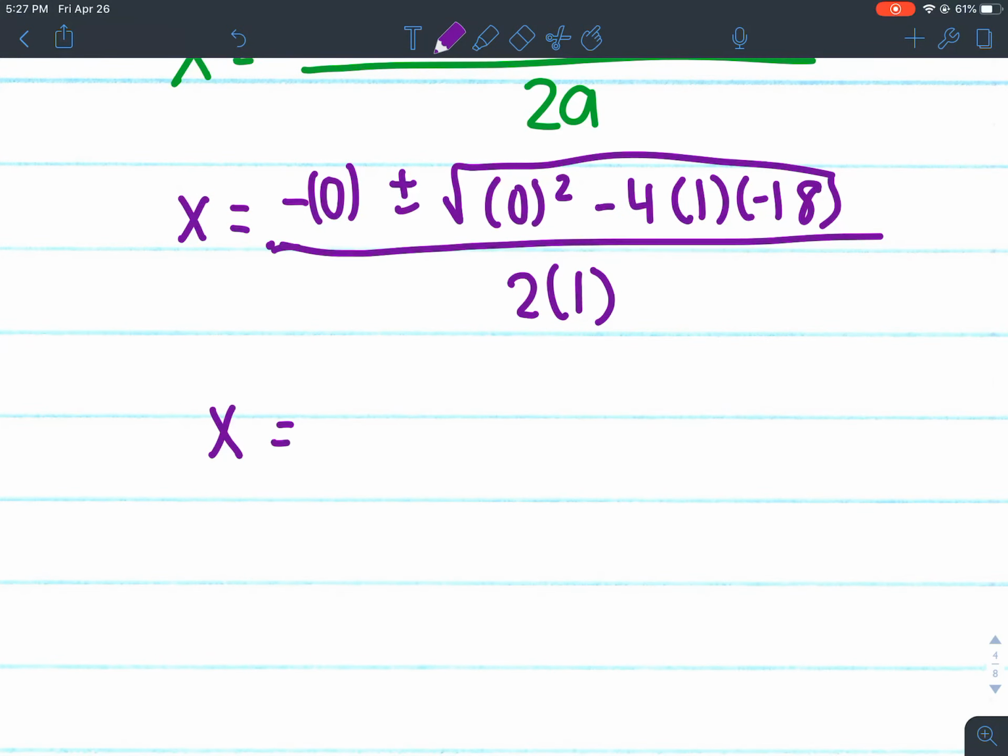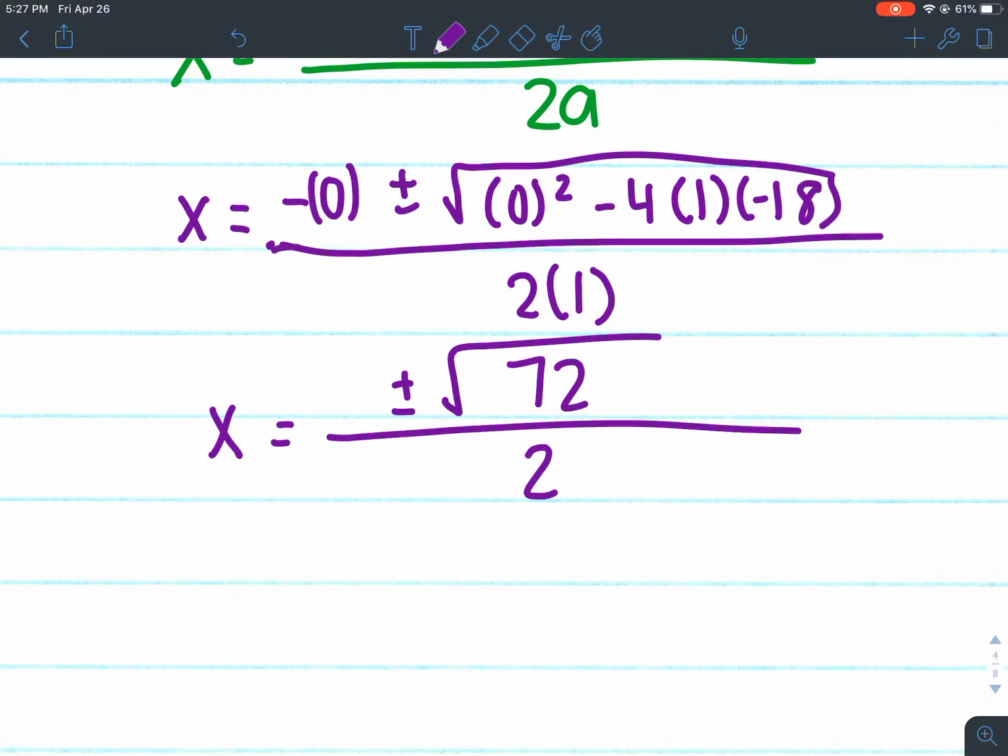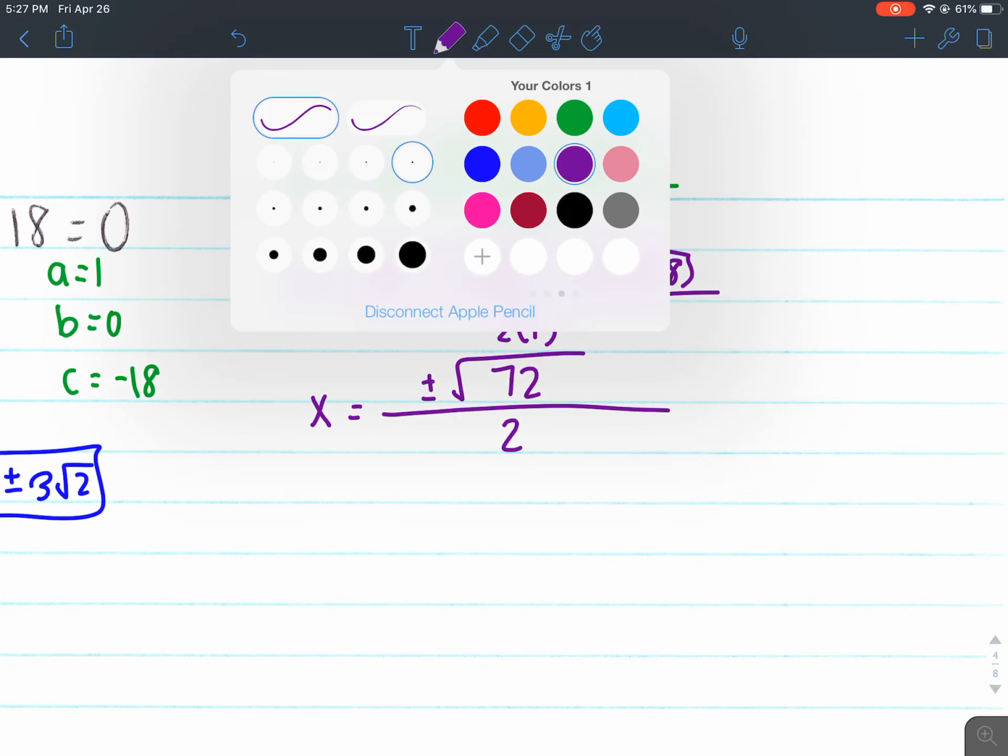Okay. So negative 0 is actually just 0. So I don't even need to write it, because that's like saying x plus 0, which is just x. So the 0 is gone. I'm not going to write it. And then I have the square root here, and then I have a 2 in the denominator. Now, if I simplify my discriminant, I should get 72.